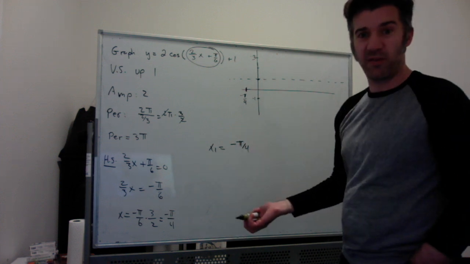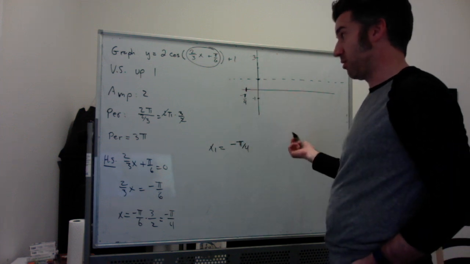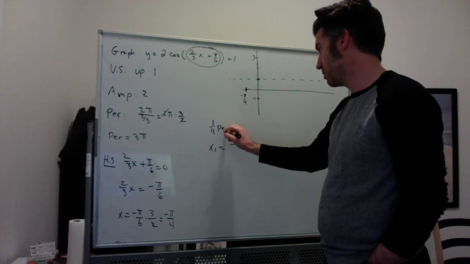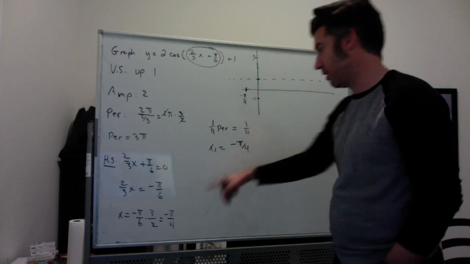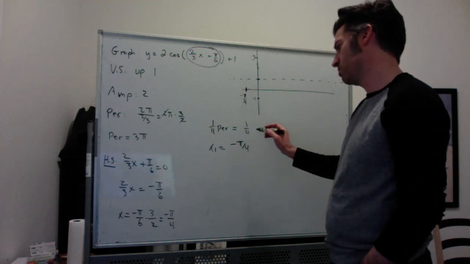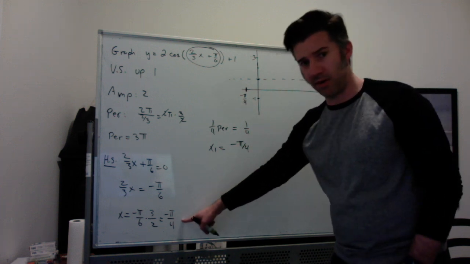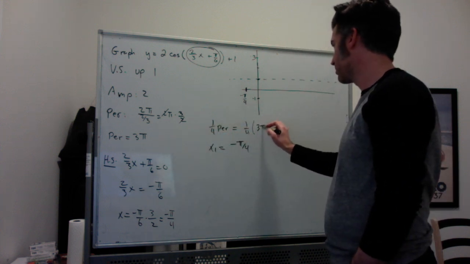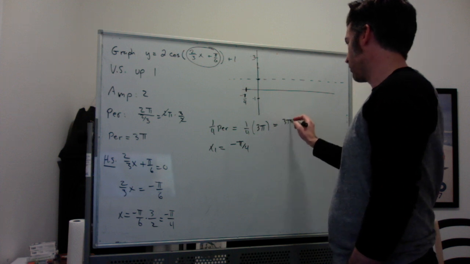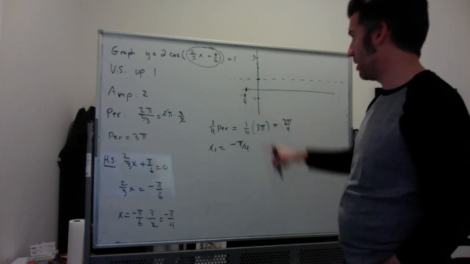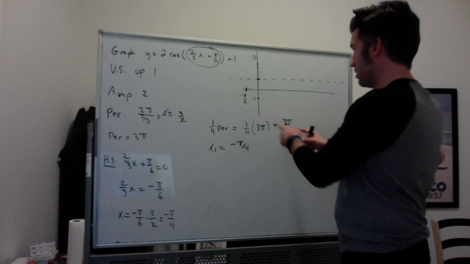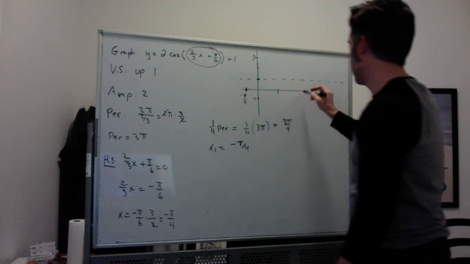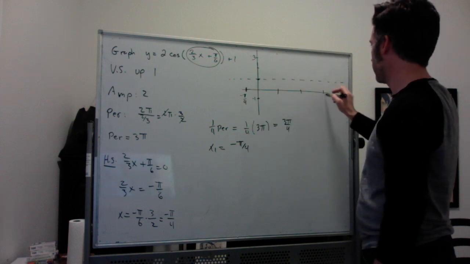Oh, we need 1/4 of our period to know how far each of our x values are apart, right? So 1/4 of our period is equal to 1/4 of 3 pi, which is just 3 pi over 4. So to get my next important x value, I'm going to have 4 quarter periods. I'm going to have one of those and one of those. I don't think I drew it big enough. I'm going to try to squeeze it in.